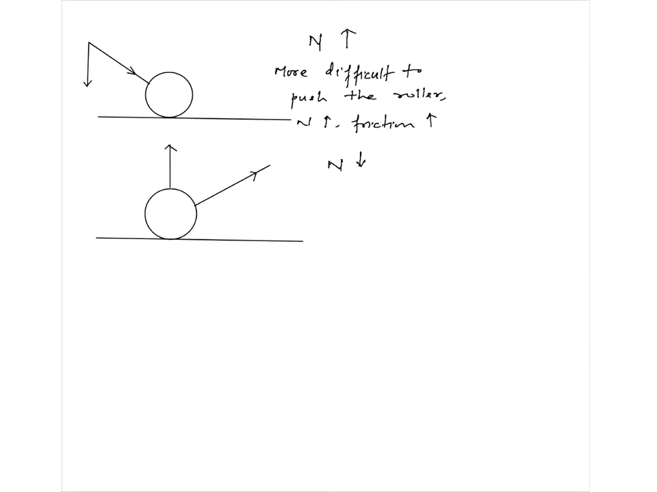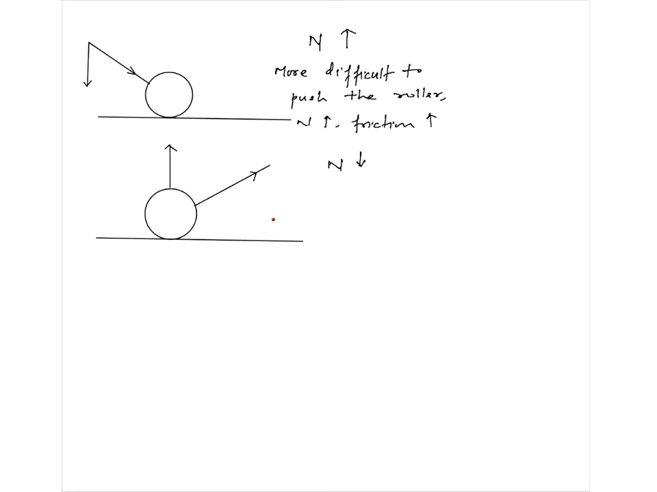Another real life example involving static friction is this. You have got a roller, a big roller in front of you. Rollers are used in sports. So that roller has to be used. Would you like to push it like this and move it, or would you like to pull it and move it?